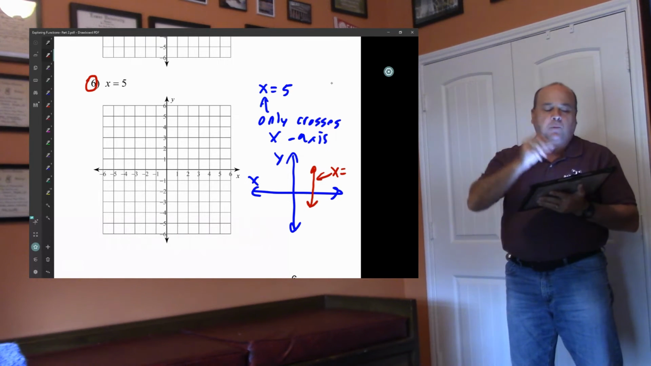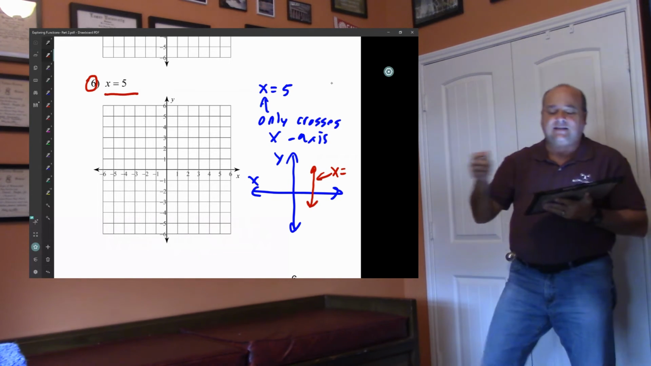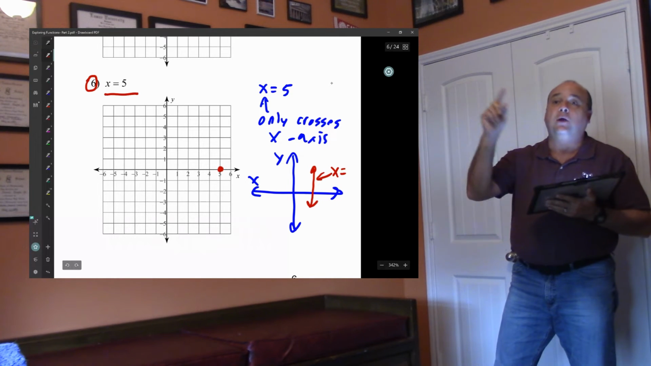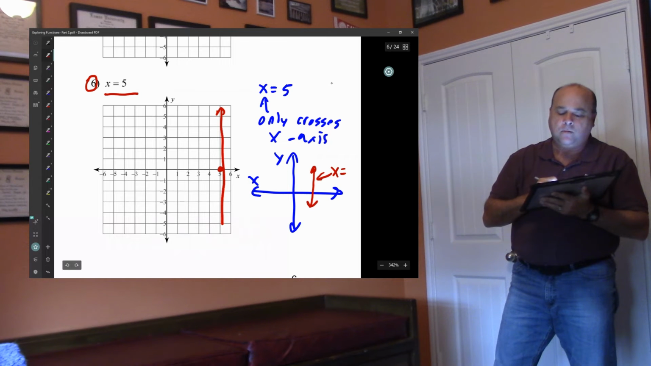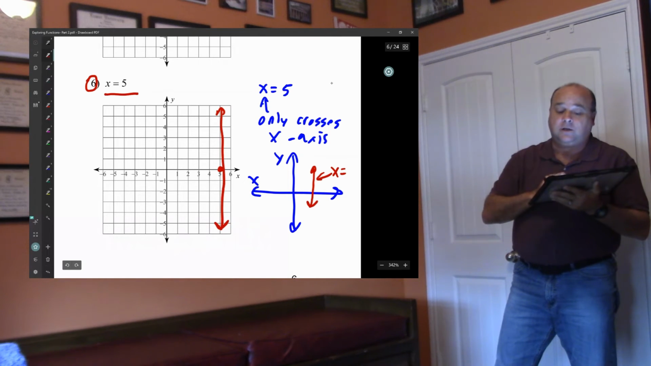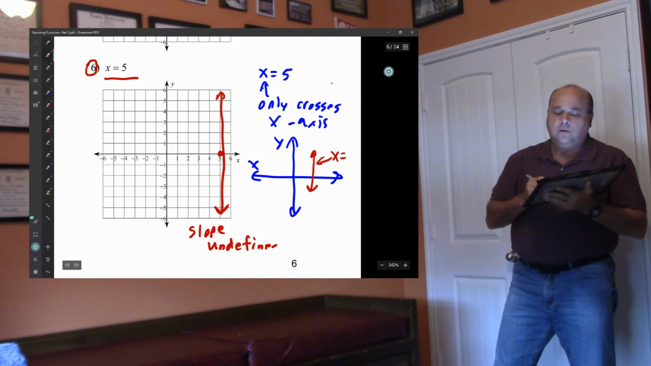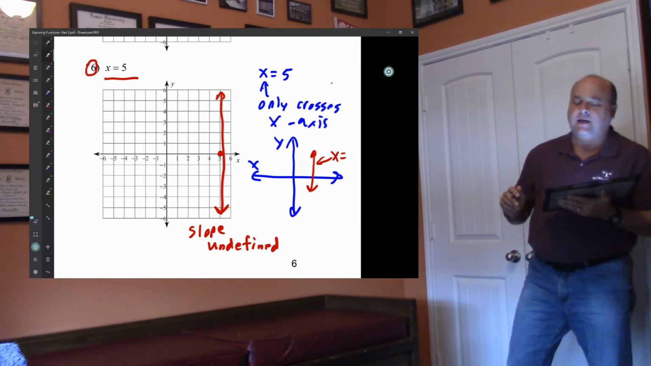Okay, so on this problem, x equals 5. I'm going to put a dot on the x-axis at 5. How can I draw a line through that dot that won't cross y? It's going to be a vertical line, right? If you want to, this could help because we're going to have to figure this out later on. Put slope undefined. Okay, so a straight up and down line has a slope that's undefined.